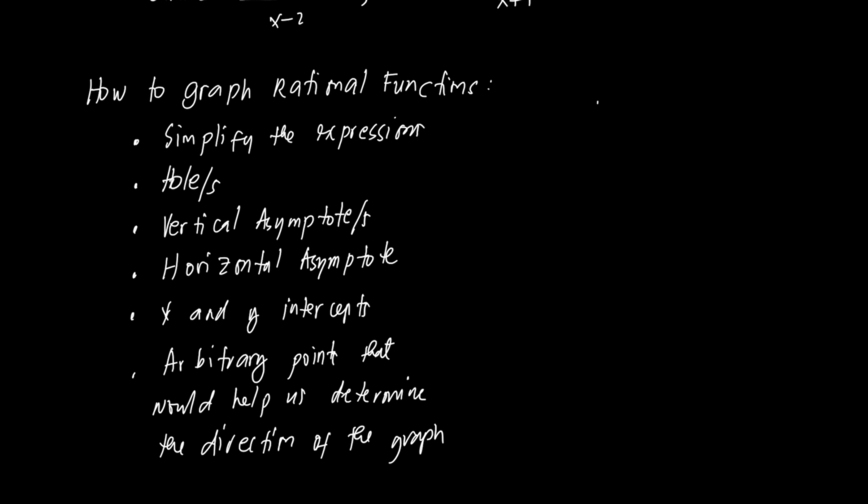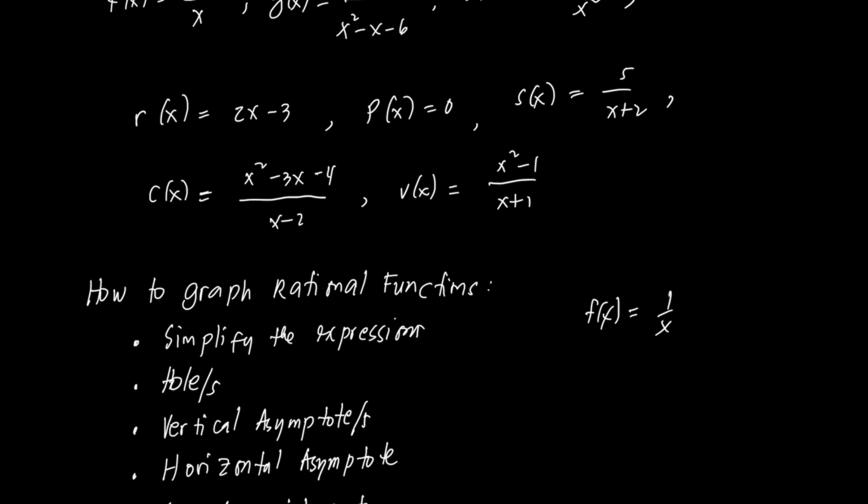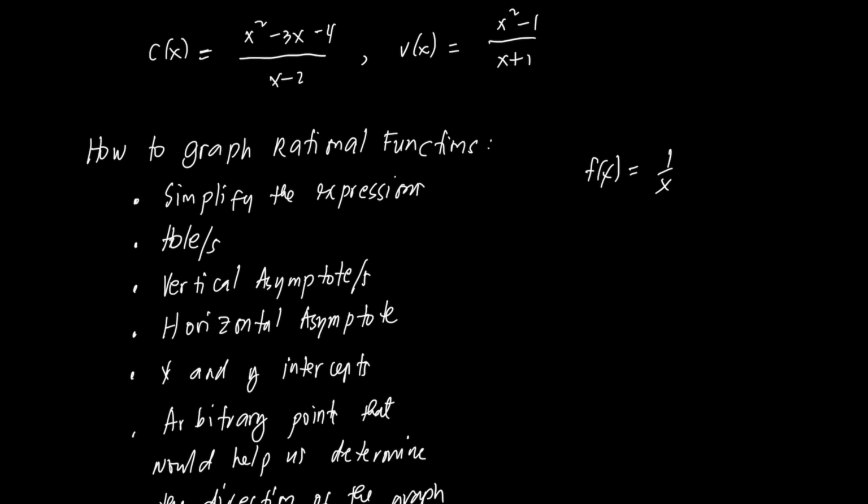So first, simplify the expression. Our function, which is 1 over x, is already in a simplified form. But our v of x, which is x squared minus 1 over x plus 1, can still be simplified as x plus 1 times x minus 1 over x plus 1. So you can cancel out x plus 1 here, so that you would have x minus 1 remaining. That's what I mean by simplifying the expressions.